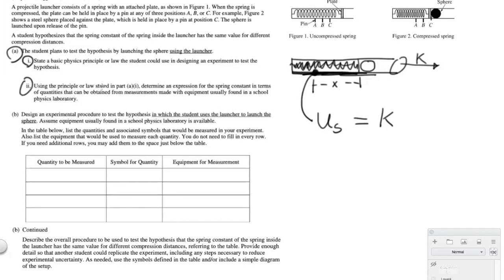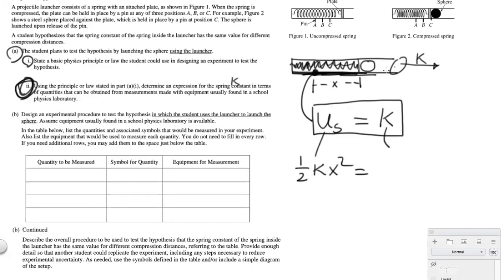Now, part two, using the principle or law stated in the first question, determine an expression for the spring constant K in terms of the quantities that can be obtained from measurements made with equipment usually found in a school lab. All right, so we're on our way to the answer right here. So we're doing this one here. So our equation's going to be, well, potential of spring, which is the energy we start with before launching. That's 1/2 kx squared. The equation for kinetic energy is 1/2 mv squared.